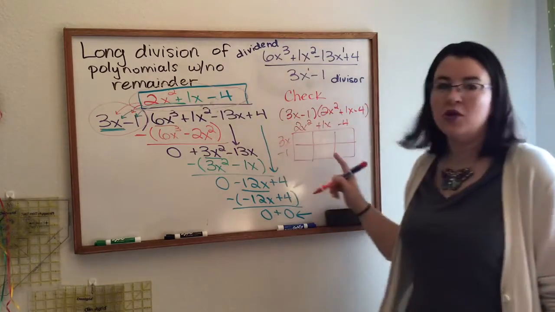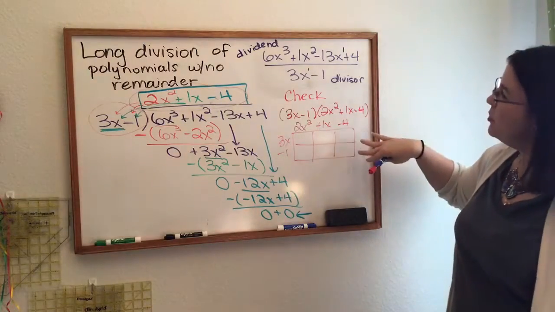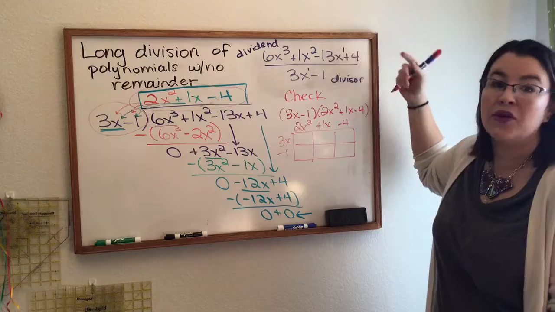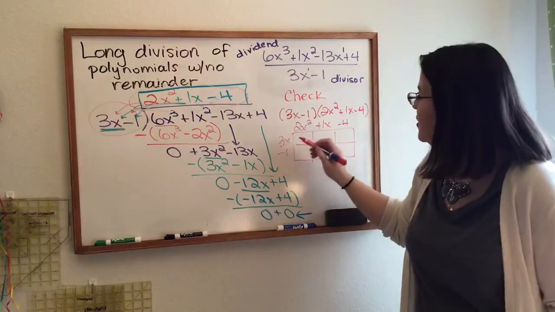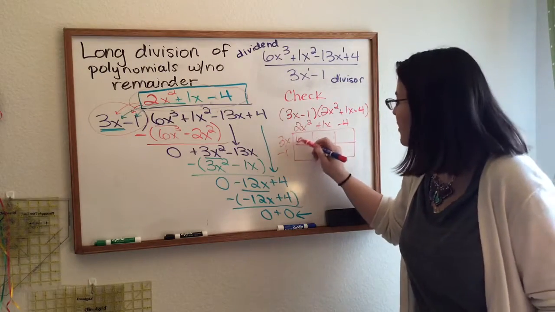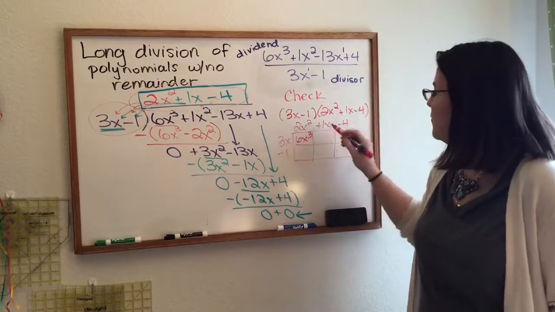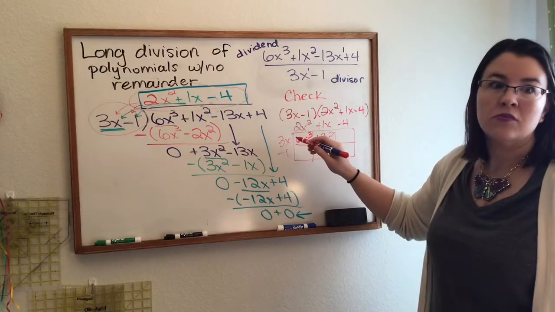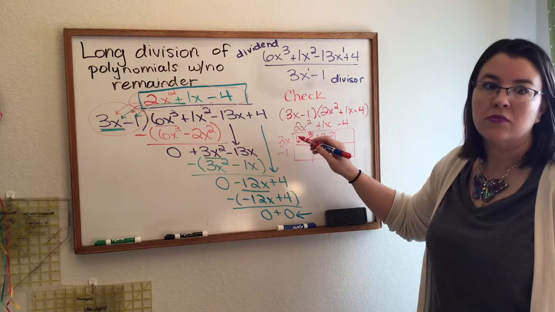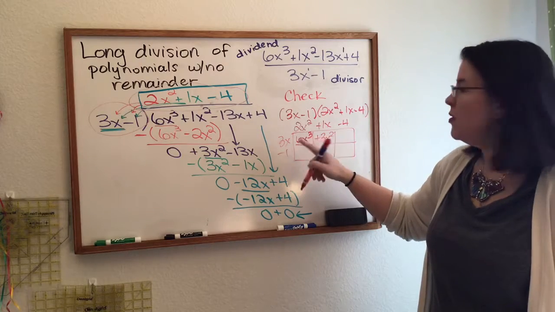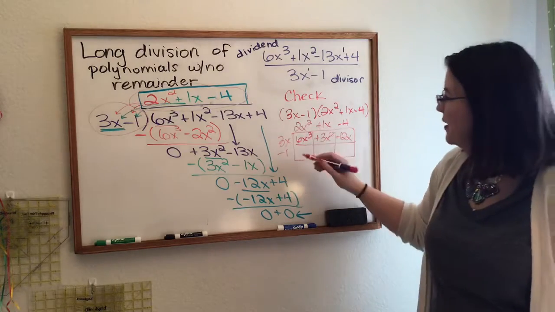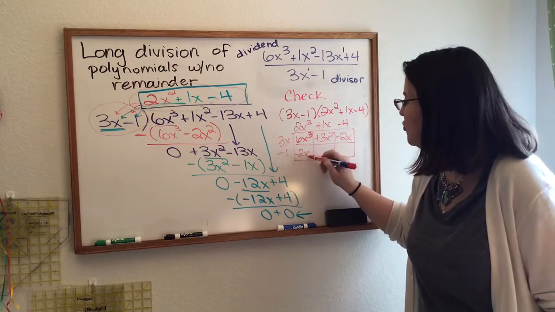I'm going to go ahead and just multiply, and what I just want to make sure is when I multiply that I really did get back to this same initial dividend, and that's how I know for sure that I long divided correctly. So 3x times 2x squared is 6x to the third. 3x times 1x is 3x squared. We're good. 3x times negative 4 is negative 12x. Negative 1 times 2x squared is negative 2x squared.